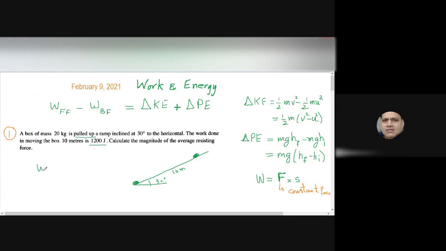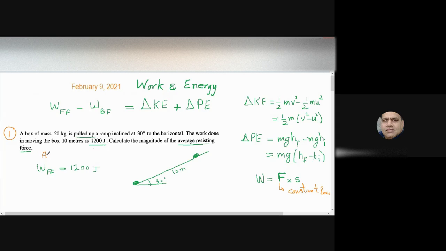It means this is the work done by the forward force, because the forward force always brings the item from one place to the other place. So this is given as 1200 joule. And calculate the magnitude of the average resisting force. So it means the backward force we have to find. So according to the situation which is given to us, we will assume that the object is taken up 10 meters with a uniform speed.